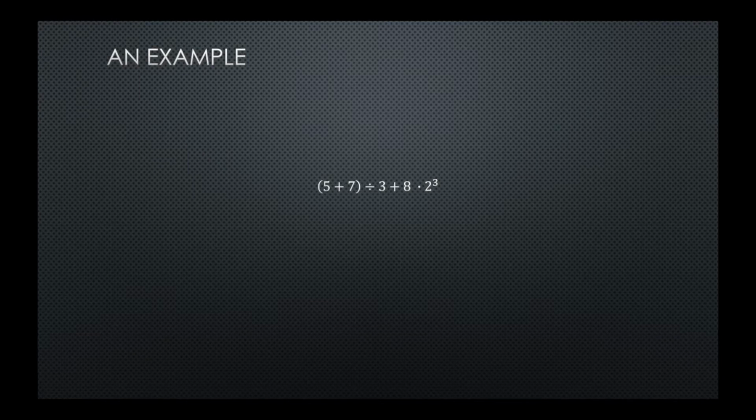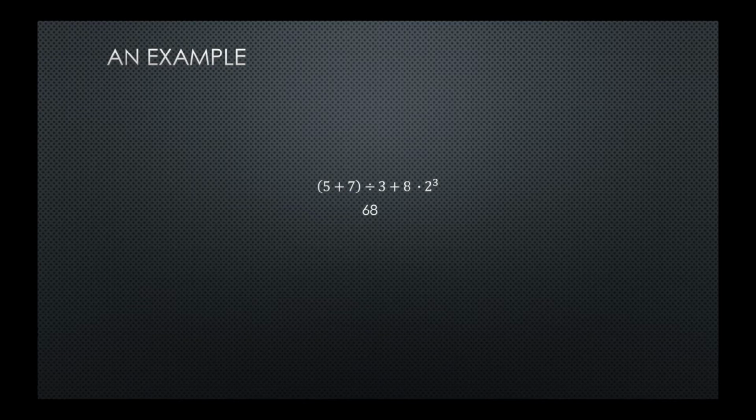Now in this example, it doesn't matter which order you do the multiplication or the division, but the division actually comes first because it's first left to right. So 12 divided by 3 would be 4. 8 times 8 is 64. And so that would be 68.